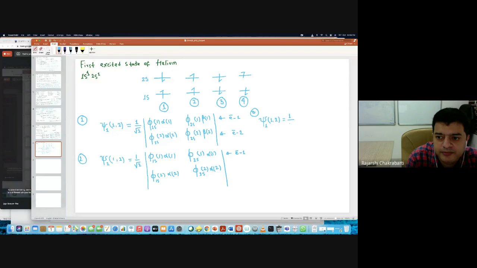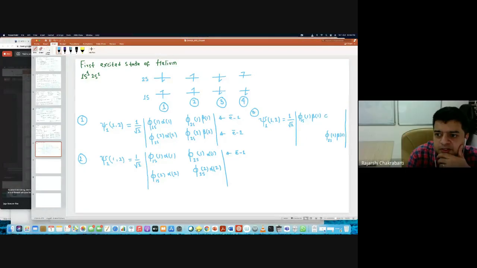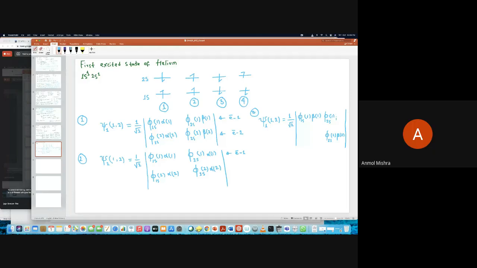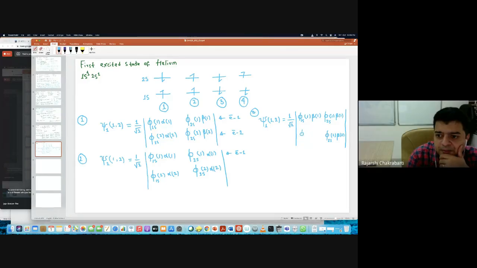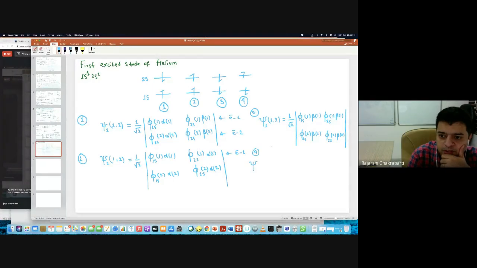What will be the answer? Can anyone tell me? This is 3. 3 is phi 1s1, but it is down, no? Beta 1. This is phi 2s2 beta 2. And what is this? This is again for electron 1. This is phi 2s1, but is the electron up or down? Beta 1. Yes. Here it is phi 1s, isn't it? Yes. For electron 2, will this be beta or alpha? Beta. Similarly for configuration 4.